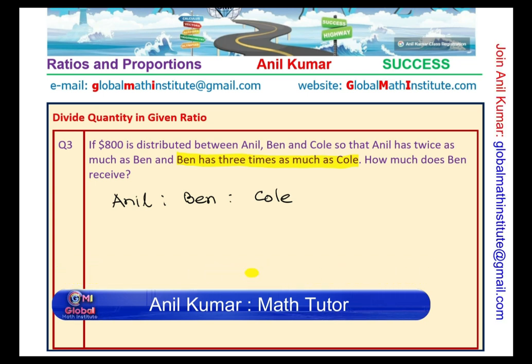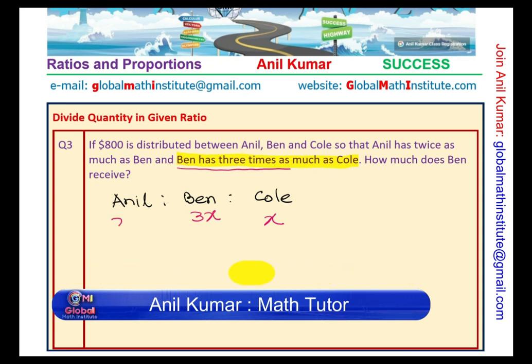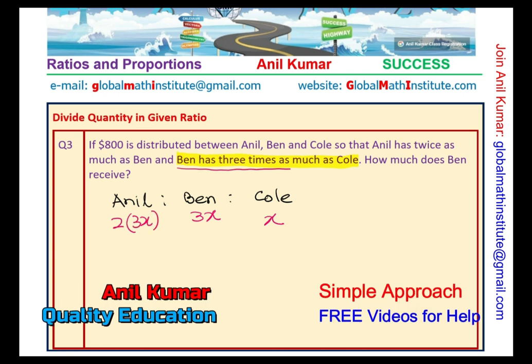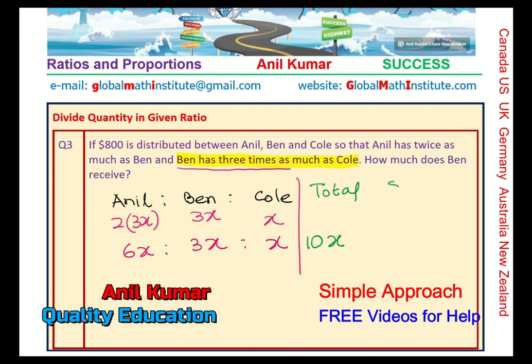So let's say that number of dollars which Cole gets is x. Then Ben has three times, Ben will be 3x. And Anil has twice as much as Ben, means 2 times 3x. You get the whole idea, right? So basically, Anil gets 6x if Ben gets 3x and Cole gets x. So let's find what is the total. Since we have a total amount of 800, right? So total will be 6 plus 3, 9 plus 1, 10. So 10x. Now this is the total, and in dollars we have total amount as $800.